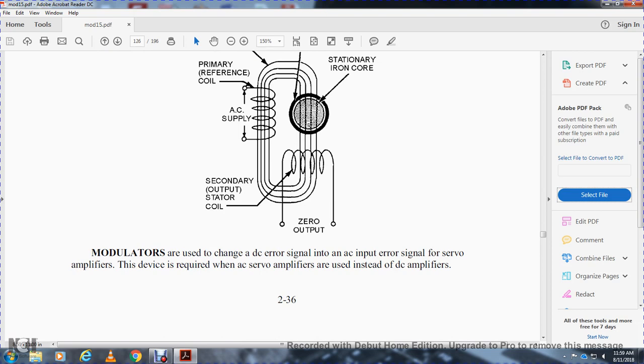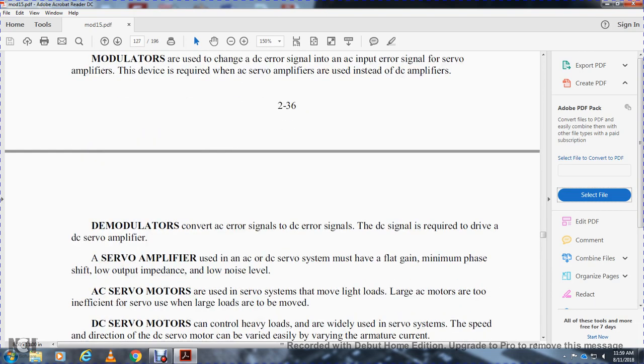The device is required with AC servo amplifiers, or even installed with the DC amplifier. Demodulators convert the AC error signal to the DC error signal. The DC signal is required to drive the DC servo amplifier. Servo amplifiers used in AC or DC servo systems must have flat gain with minimum phase shift, low output impedance, and low noise level.